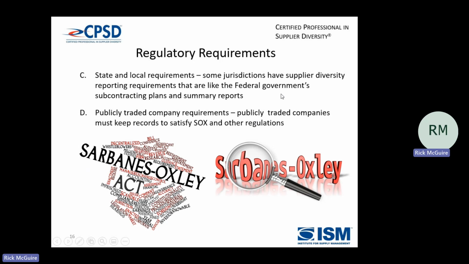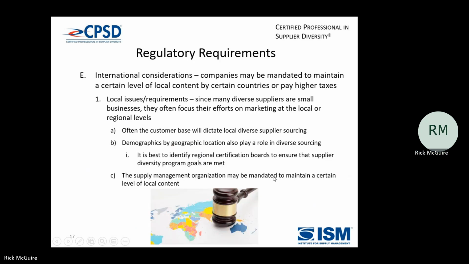State and local requirements. Some jurisdictions have supplier diversity reporting requirements that are like the federal government's subcontracting plans and summary reports. Not all. Publicly traded company requirements. Publicly traded companies must keep records to satisfy SOX and other regulations, Sarbanes-Oxley. And international considerations. Companies may be mandated to maintain a certain level of local content by certain countries or pay higher taxes. Brazil and Mexico both do this.